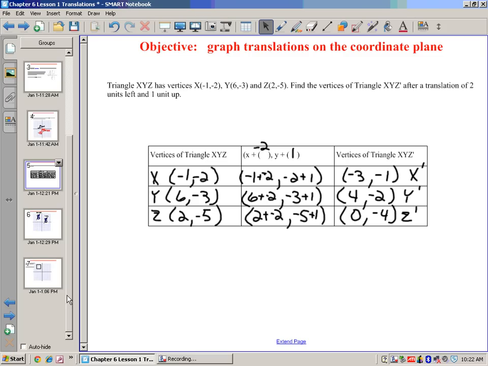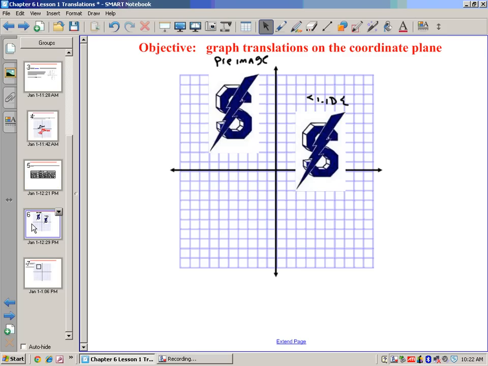Okay, now we're going to sort of take what we did with the first example and the second example, and we're going to combine them into this one. We already had the slide happening. Now we're going to try to find out what the transformation was. We want to see up or down, left and right, how far we went.